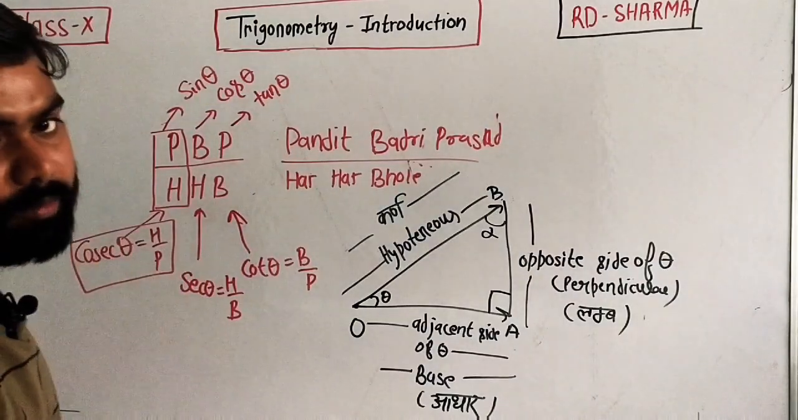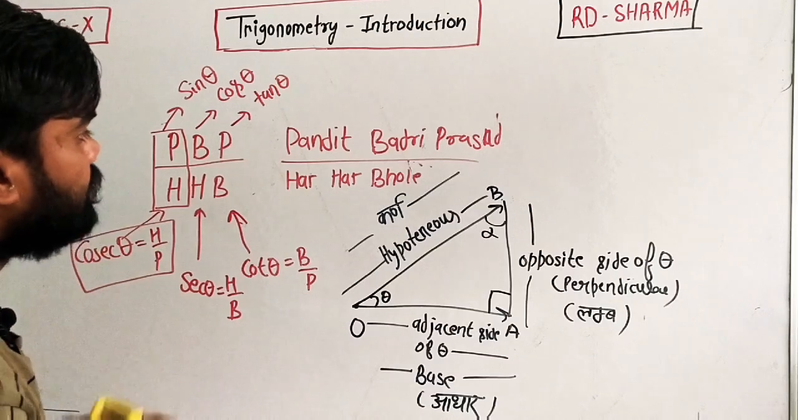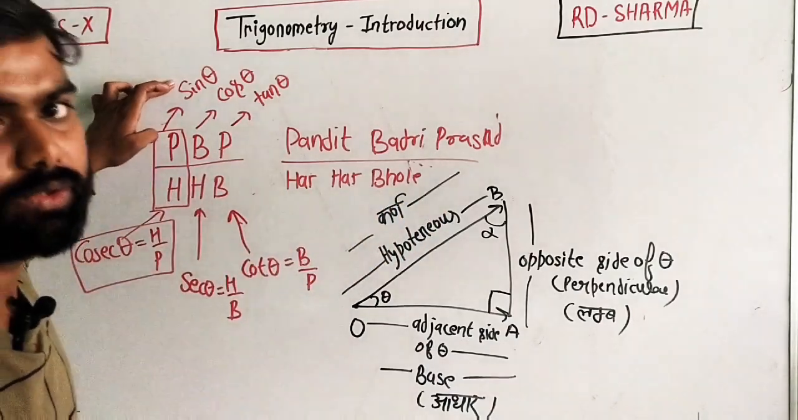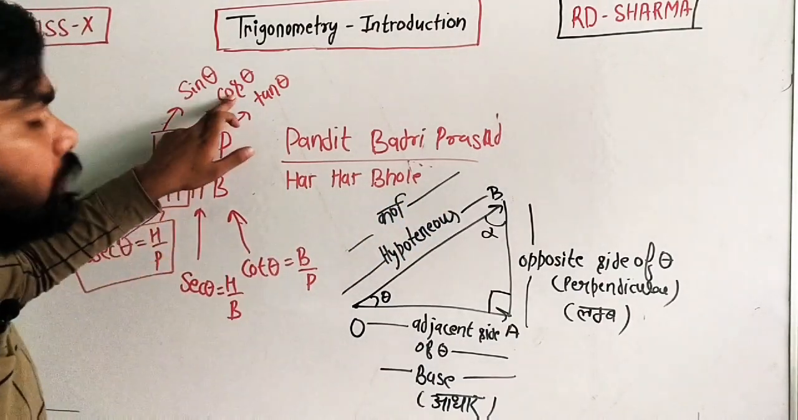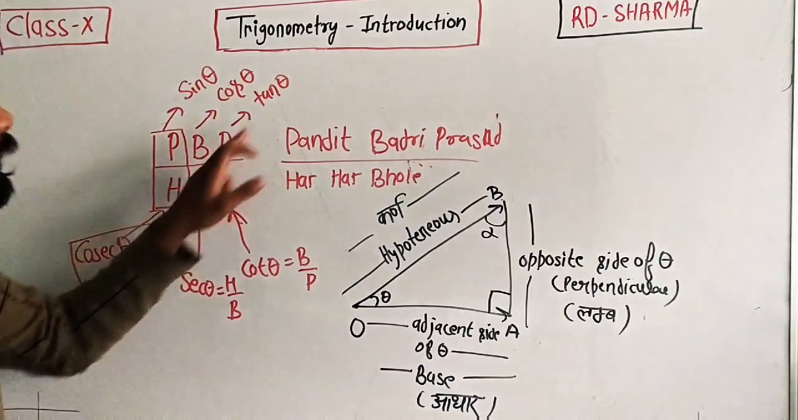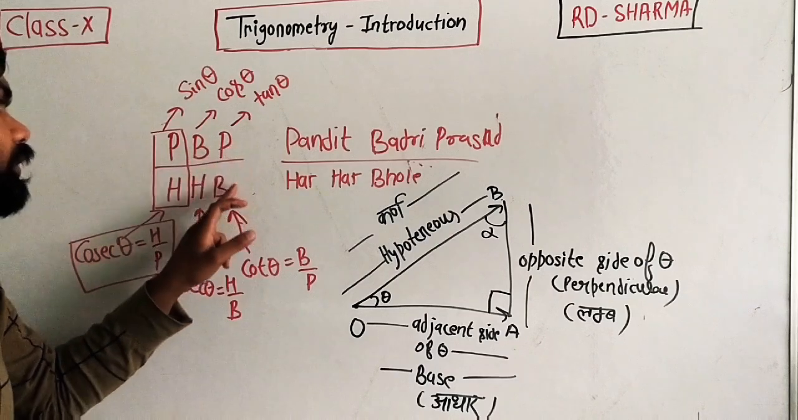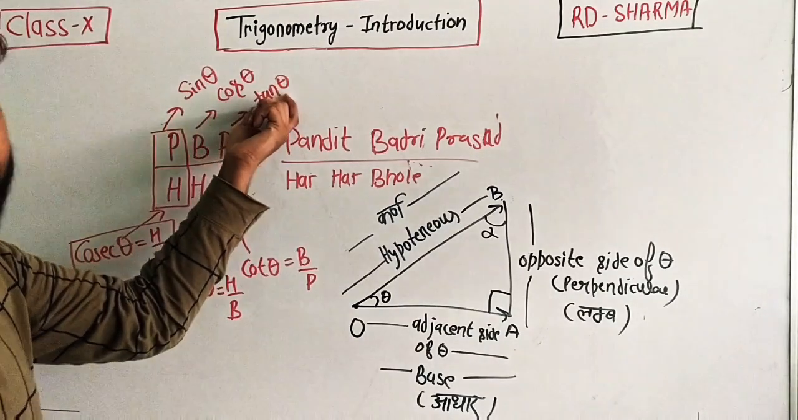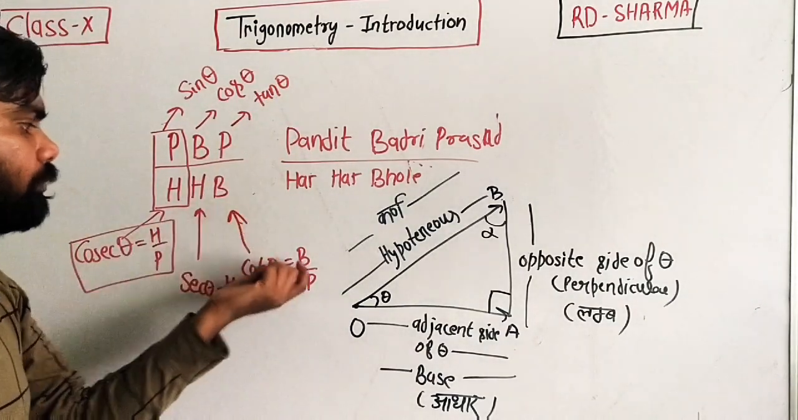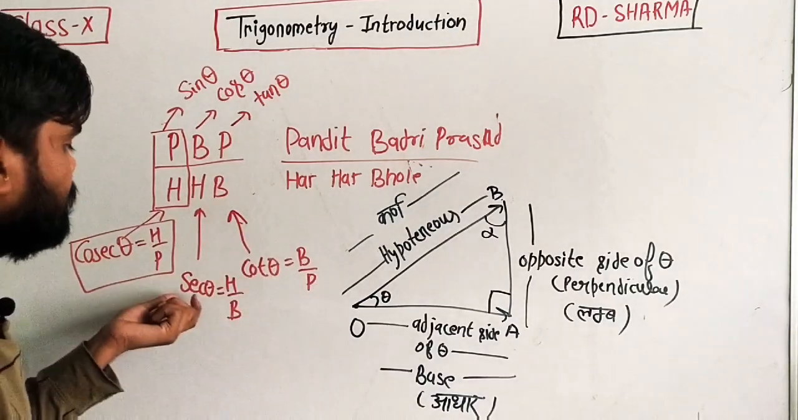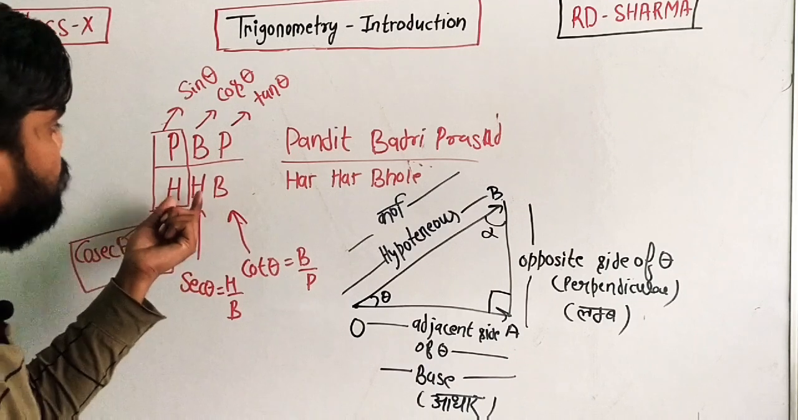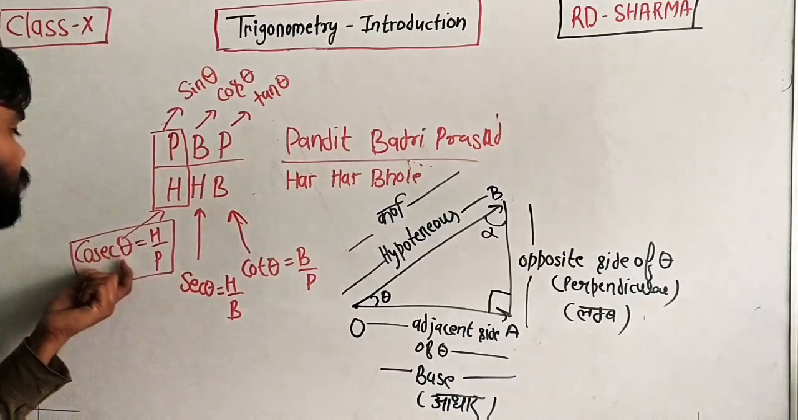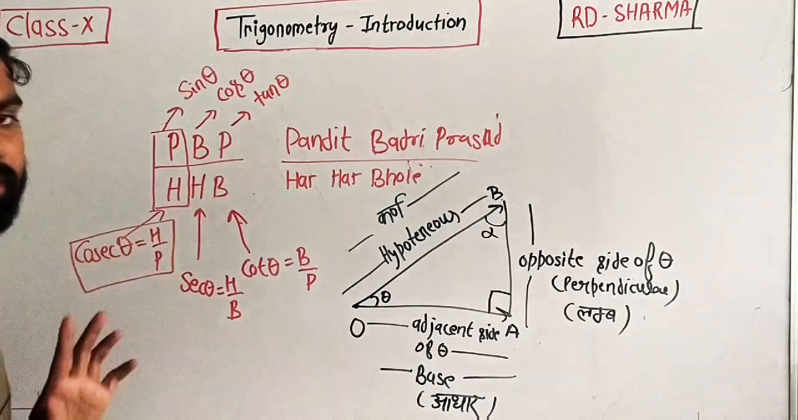So these six trigonometrical ratios you can learn from this phrase, Pandit Badri Prasad Har Bhole. Sin theta is equal to perpendicular upon hypotenuse. Cos theta is equal to base upon hypotenuse. Tan theta is equal to perpendicular upon base. Cot theta is the inverse of tan theta, which means cot theta is equal to B upon P, base upon perpendicular. Similarly, sec theta is the inverse of cos theta. Sec theta equals H upon B, hypotenuse upon base, and cosec theta equals hypotenuse upon perpendicular.